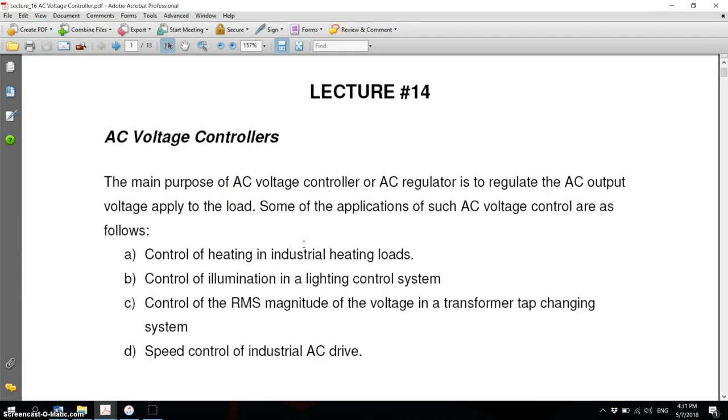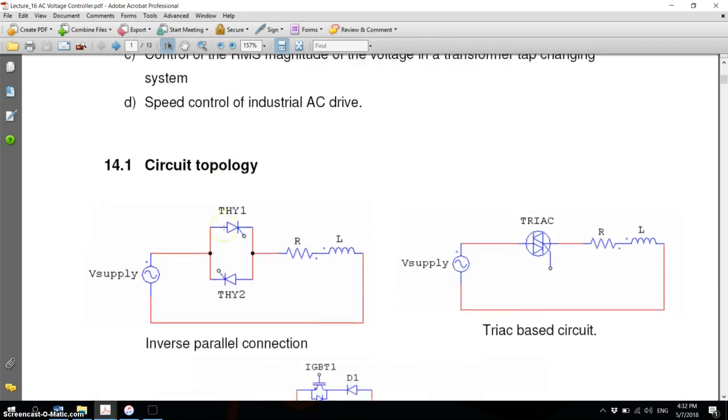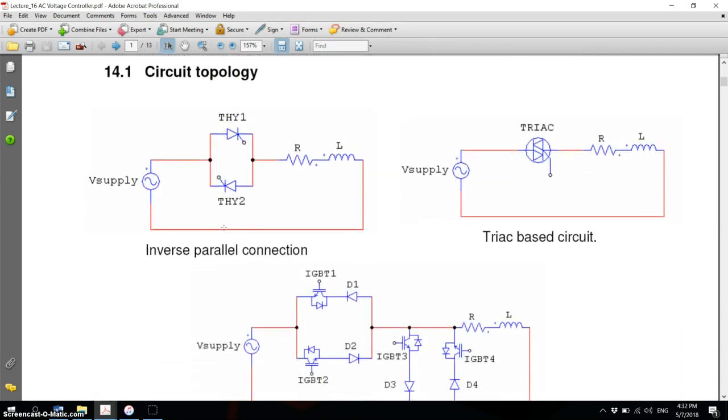Okay, right. So last week we did cover the AC voltage controllers, whereby we looked at the single-phase AC voltage controller, why we need them, and the applications of these AC voltage controllers. We looked into the circuit topology, whereby for EPO510 we only cover the inverse parallel connection, whereby you have two thyristors and two types of control technique, namely the phase control and also the integral cycle control.